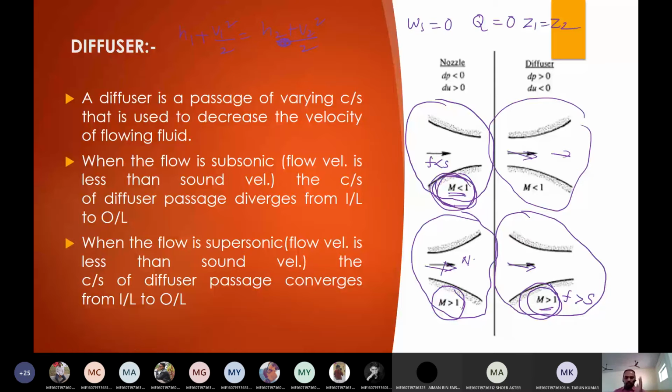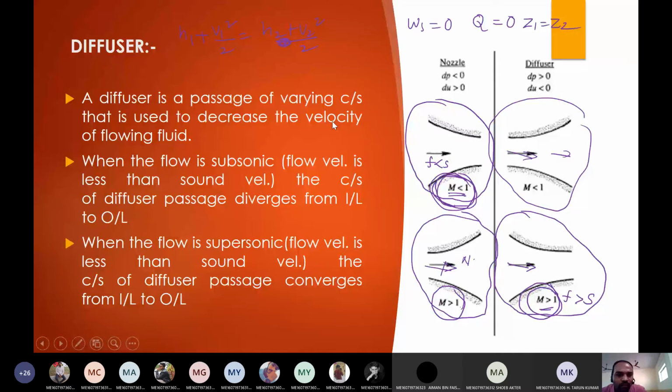Clear now? What is the main purpose of a diffuser? The main purpose of a diffuser is to increase the pressure, and the main purpose of a nozzle is to increase the velocity, by expense of its enthalpy or by expense of its pressure. In the same way, the main purpose of a diffuser is to increase the pressure by expense of its velocity. A diffuser is a passage of varying cross section that is used to decrease the velocity of the flowing fluid. Why are we decreasing velocity? To increase the pressure.